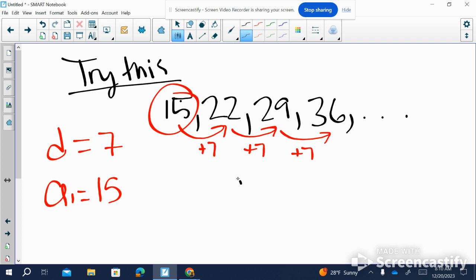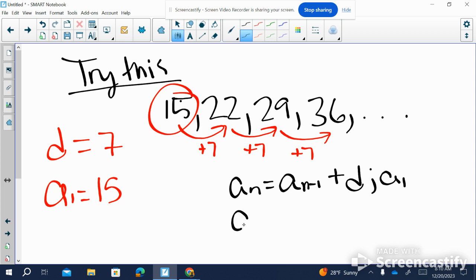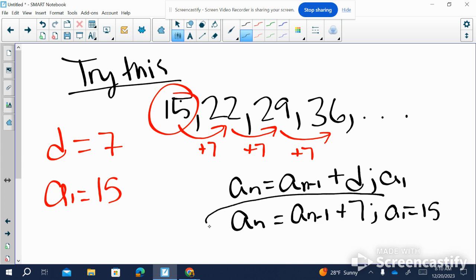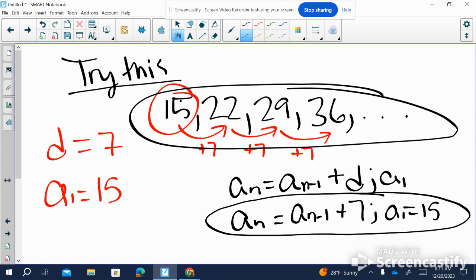So, because the recursive general formula looks like this, a sub n equals the previous term, so a sub n minus 1, plus the common difference, and then we list what the first term is, I can rewrite this specifically for this sequence by saying a sub n equals a sub n minus 1 plus 7, and I can say a sub 1 equals 15. This is the recursive formula for this arithmetic sequence.